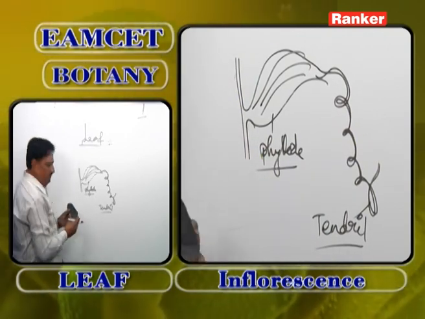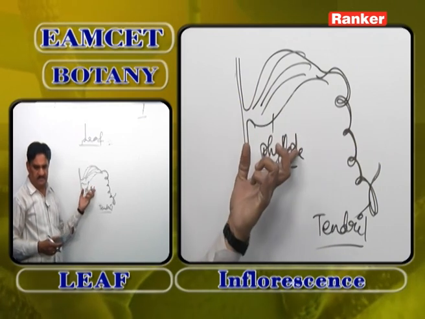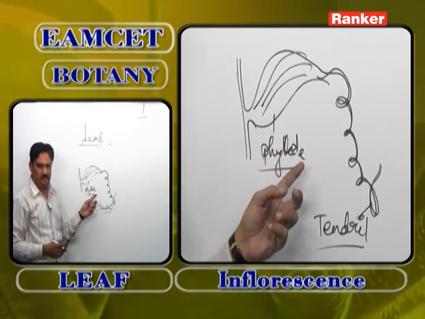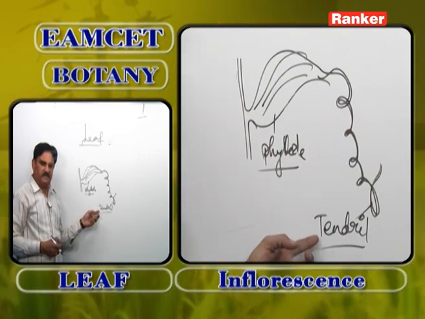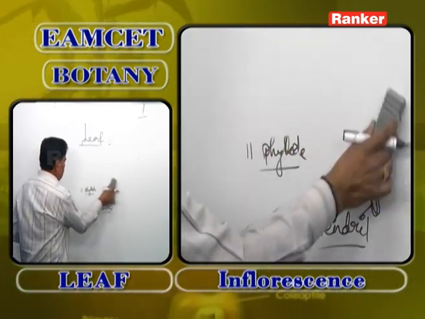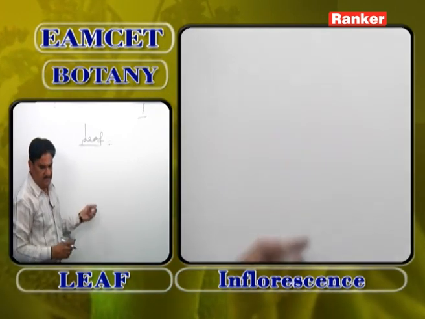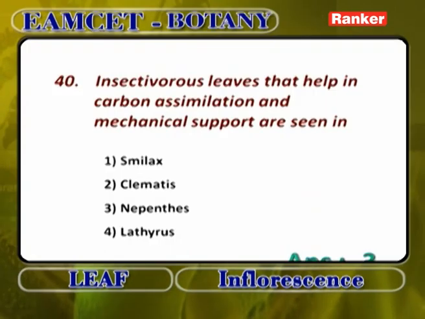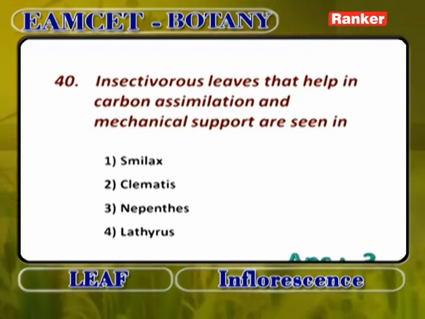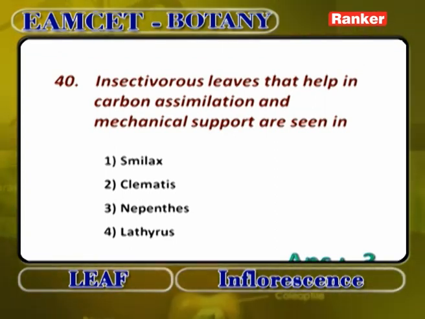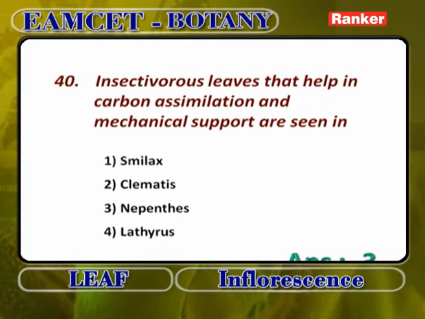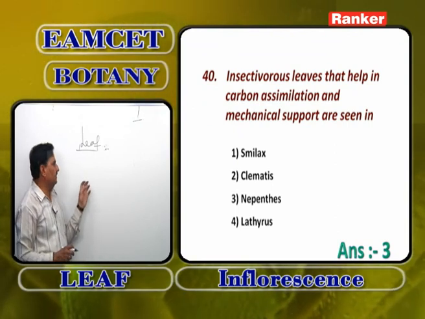The insectivorous leaf means Nepenthes. Smilax is not an insectivorous plant. Clematis is not an insectivorous plant. Lathyrus is not an insectivorous plant. Here the insectivorous plant is only Nepenthes, and in Nepenthes some portion of the petiole helps in carbon assimilation, that is the lower portion of the petiole, a broad expanded leaf-like phyllode. The upper portion of the petiole becomes a highly coiled tendril-like structure that helps in climbing. So mechanical support and carbon assimilation both are found in Nepenthes.